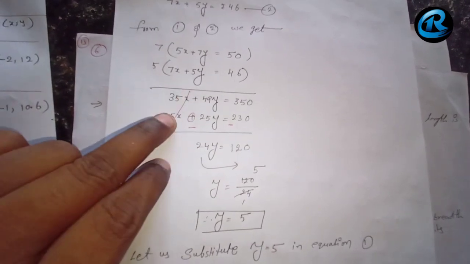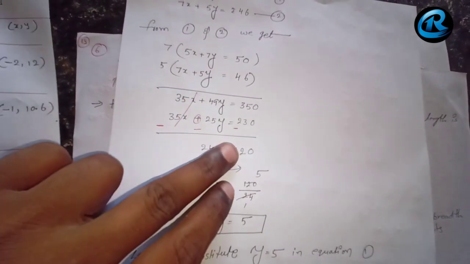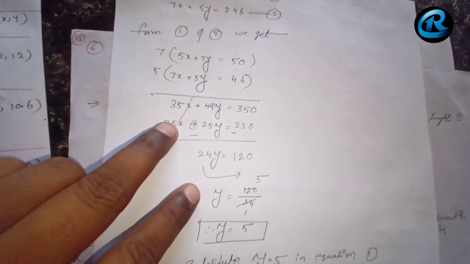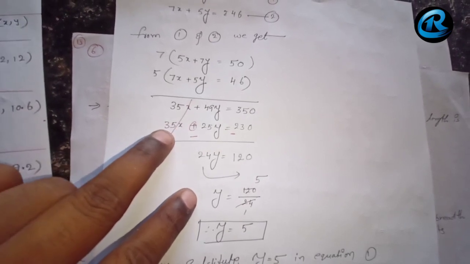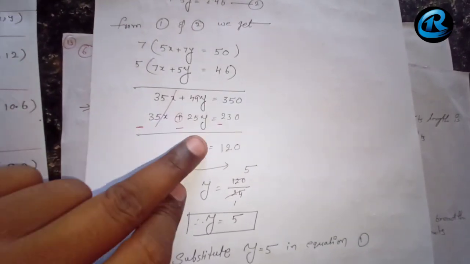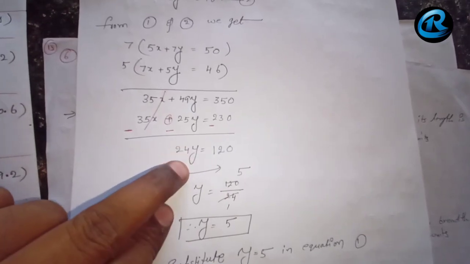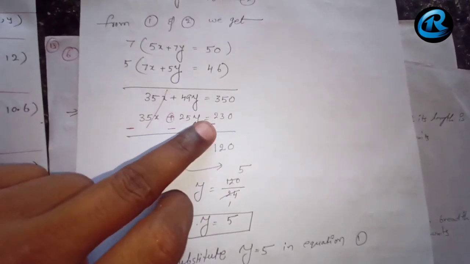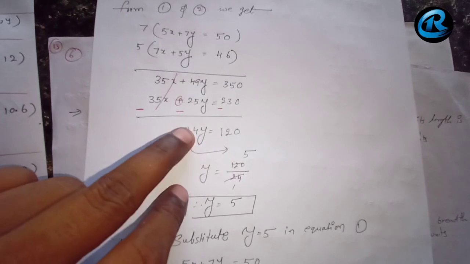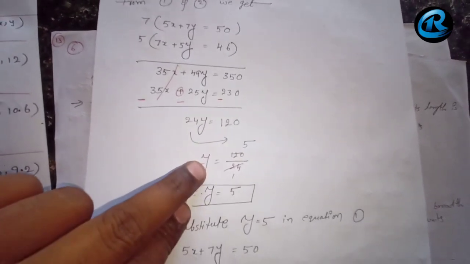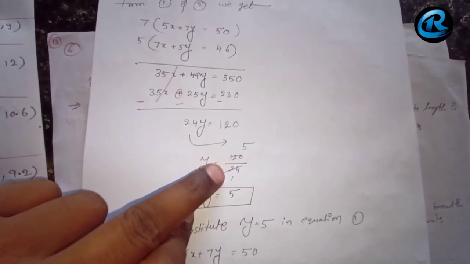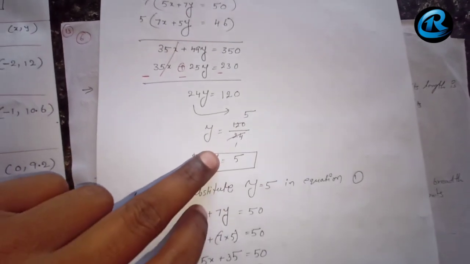So plus 35 and plus 35 cannot be cancelled, so I multiplied with minus. So I have cancelled the x values, 35x minus 35x. Then I got here 49y minus 25y equal to 24y. Here 350 minus 230 is equal to 120. Then this 24 I will transfer to the other side so that I will get the y value, that is 120 by 24, that is y equal to 5.